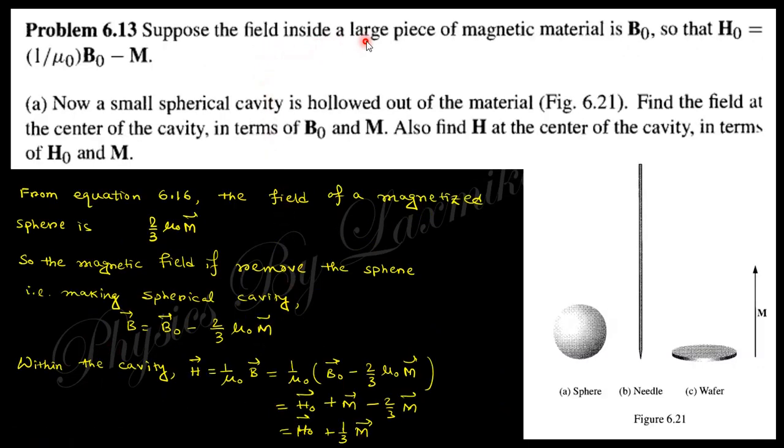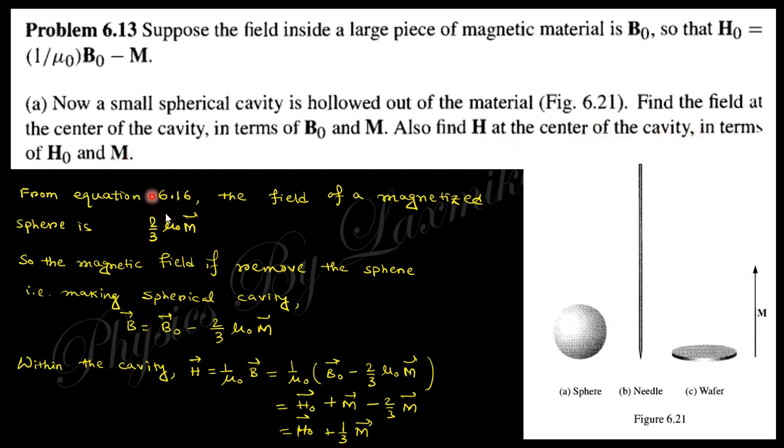suppose the field inside a large piece of magnetic material is B0 and H0, given here. Now a small cavity is hollowed out of the material. There are three shapes: sphere, needle and wafer. These hollows are produced within this material. Find the field at the center of the cavity in terms of B0 and M. Also find H at the center of the cavity in terms of H0 and M.